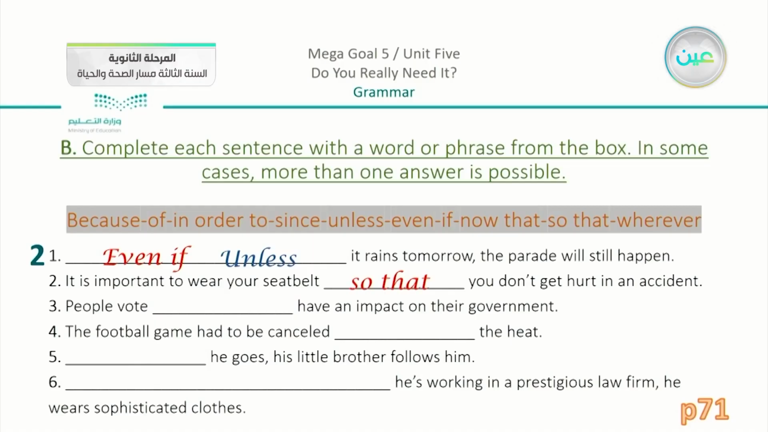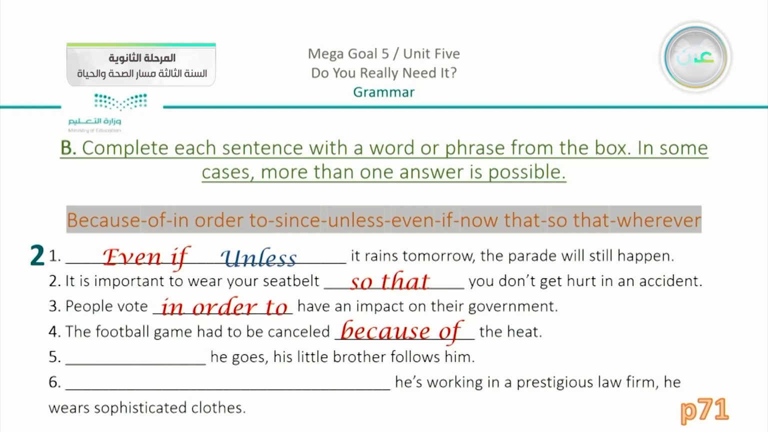And then we have number 3, people vote, have an impact on their government. Why do people vote? So I'm looking for a reason here. Now it can be a reason or it can be a purpose. Now we can choose a suitable answer, in order to. And then in number 4, the football game had to be canceled, the heat. Now there is a reason. Why did they cancel the football game? Because of the heat.